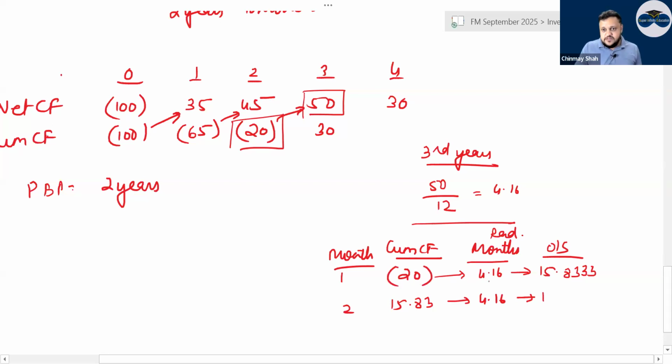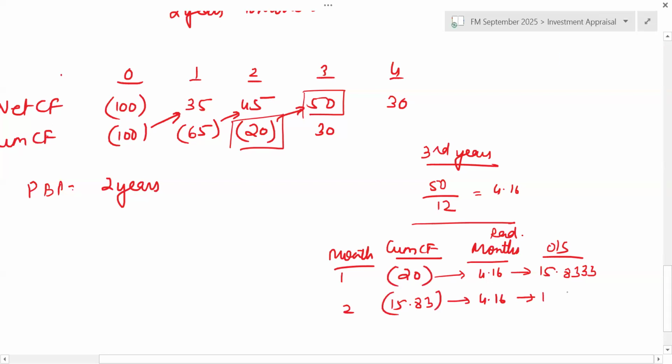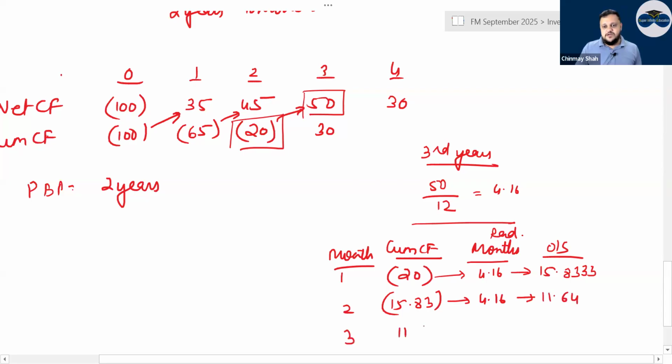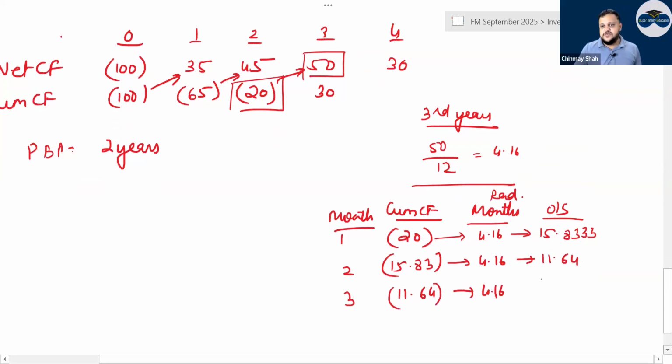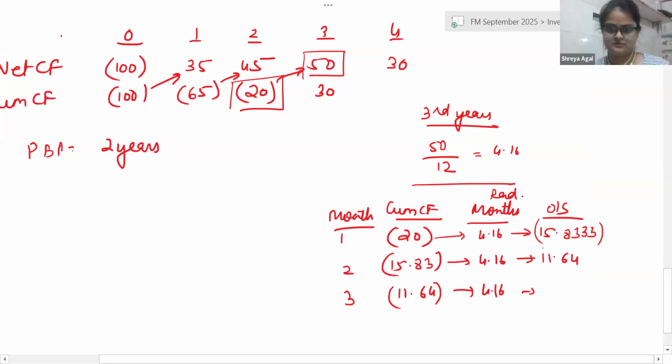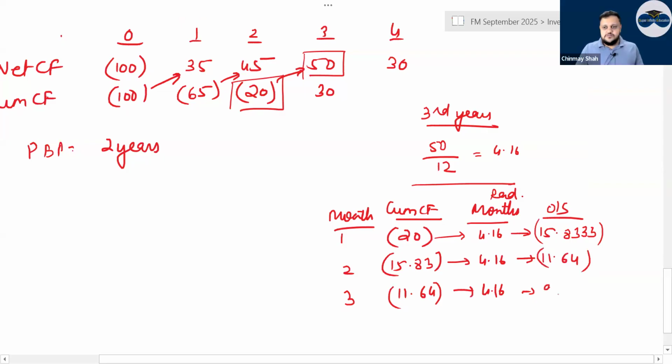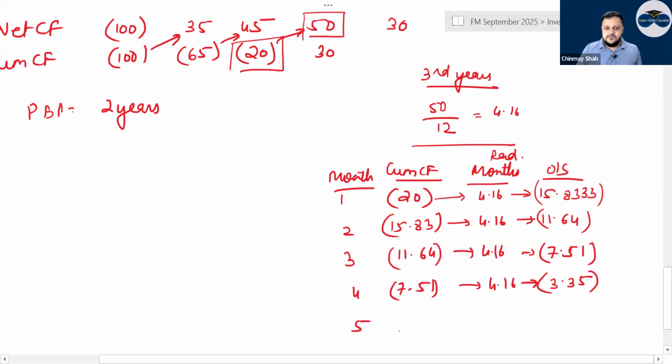Deduct from 15.83 you got 4.16. This is negative, right? You received 11.64. Then third month, 11.64, again 4.16 received, correct? So how much is still remaining? 7.51. ये भी नेगेटिव ही है. अरे 10 कैसे होगा मैडम? 11.64, 7.51. Okay, negative. Fourth month, 7.51 negative, 4.16 received. How much still remaining? 3.35 negative. And fifth month, correct.